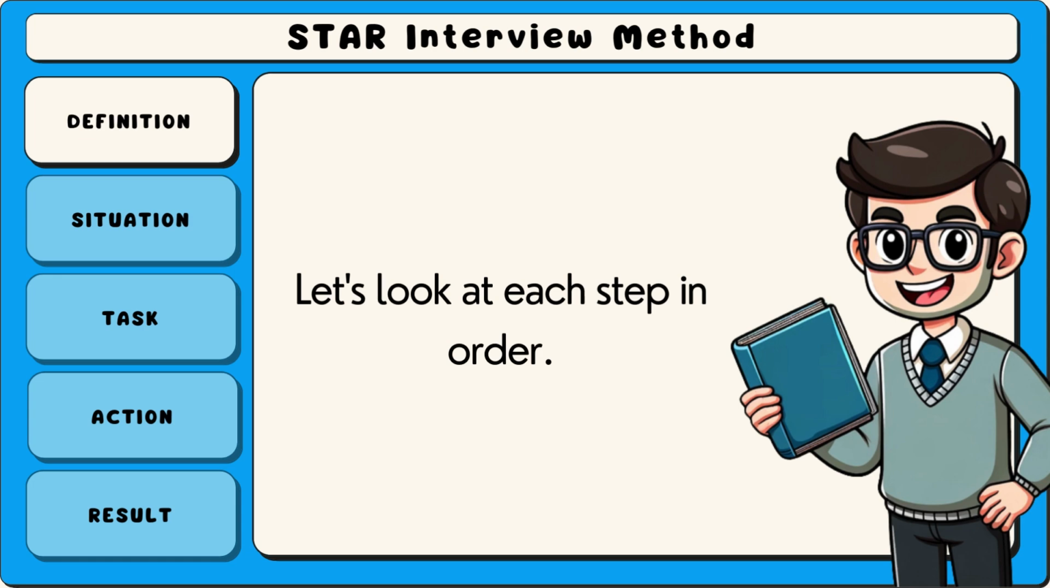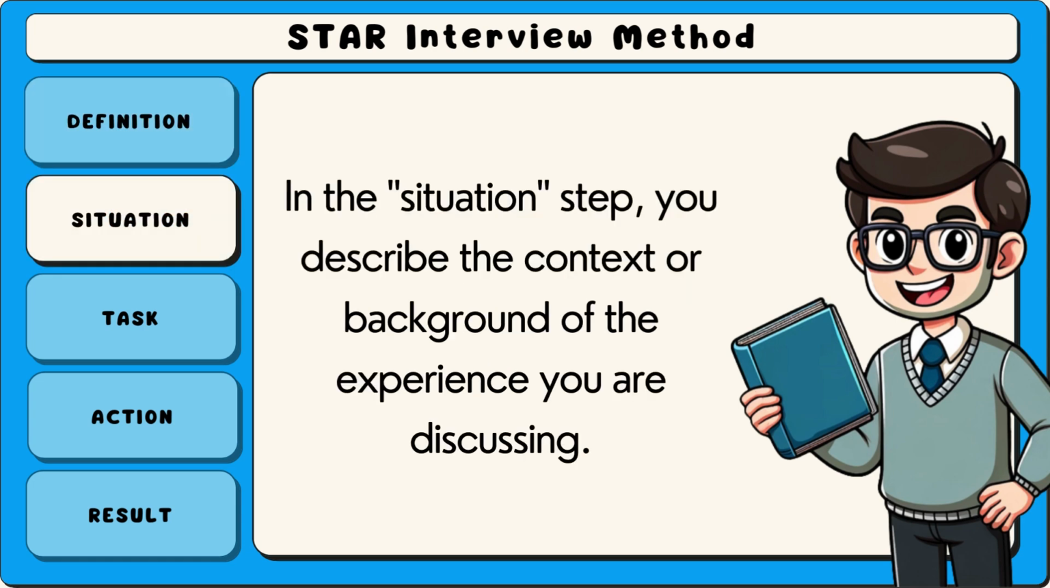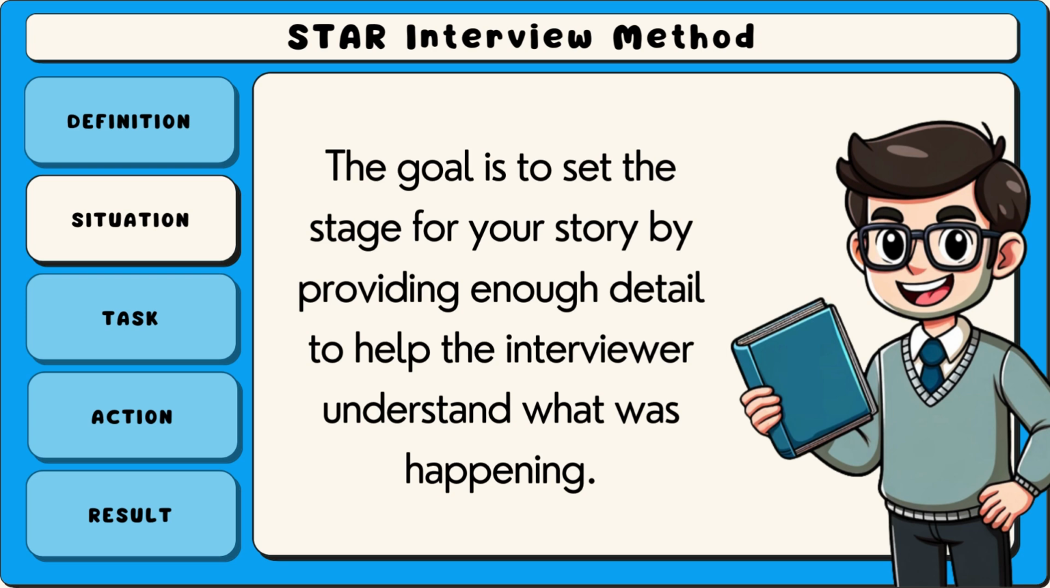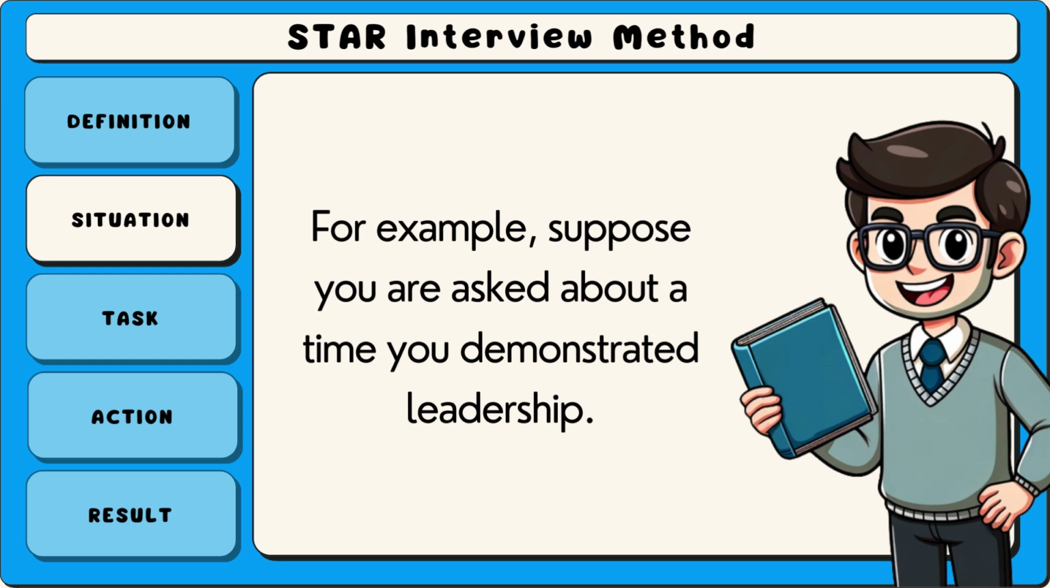Let's look at each step in order. In the situation step, you describe the context or background of the experience you are discussing. The goal is to set the stage for your story by providing enough detail to help the interviewer understand what was happening. For example, suppose you are asked about a time you demonstrated leadership.